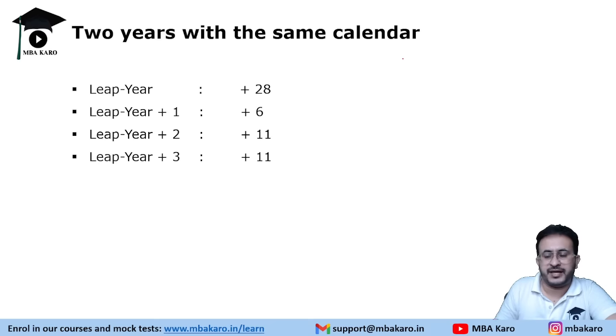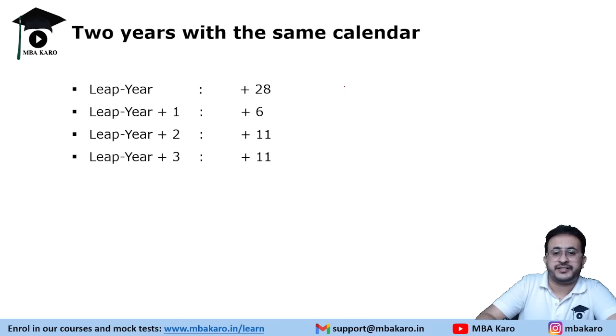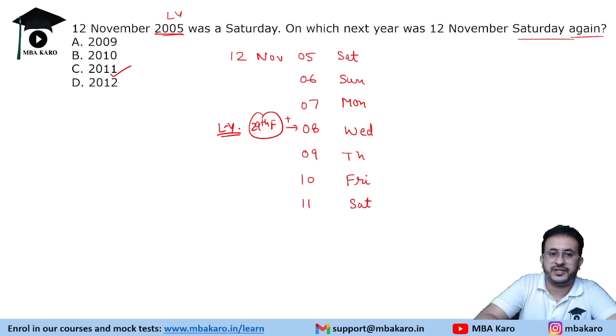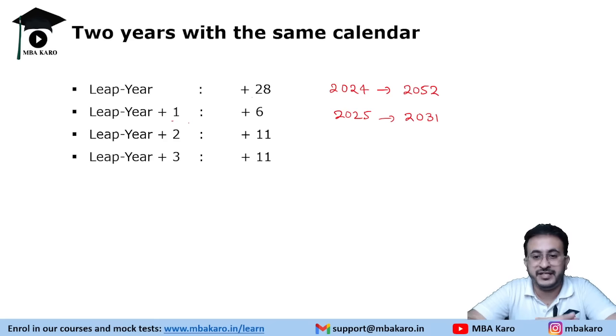Two years with the same calendar. If it's a leap year, it will repeat after 28 years. Like for example, 2024 will repeat in 2052. If it is leap year plus 1, like 2025, it will repeat in 6 years. Now, the previous question was 2005, right? Leap year plus 1. So it repeated in 6 years. 2011 repeated 6 years later. So, if it is leap year plus 1, it repeats after 6 years.